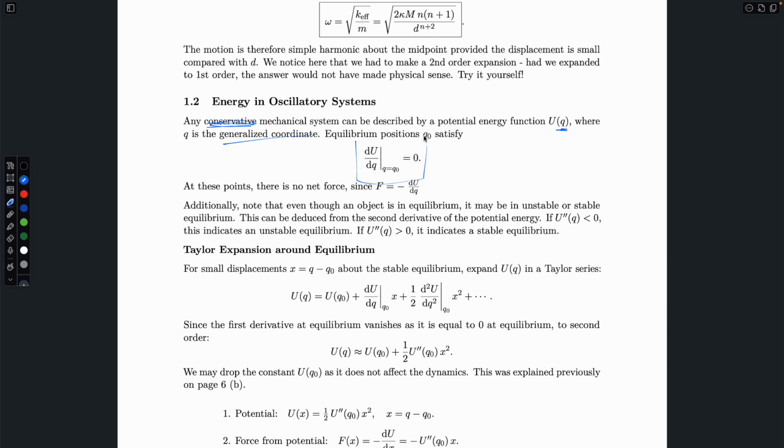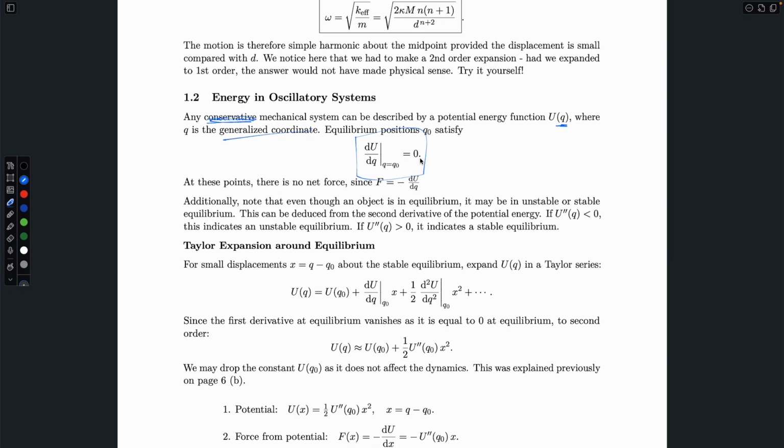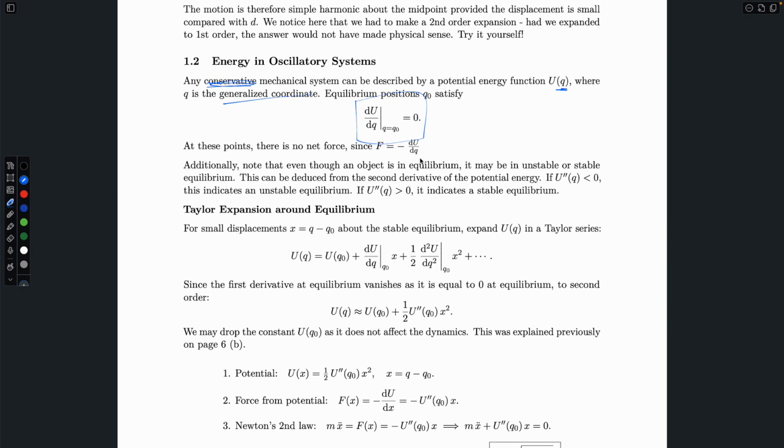So the potential energy is minimized at equilibrium points. Therefore, the derivative has to be set to zero because it's a stationary point. So if we know the potential function of some system, we can determine where the equilibrium positions are by asserting this condition. The next thing to talk about is stable versus unstable equilibrium.